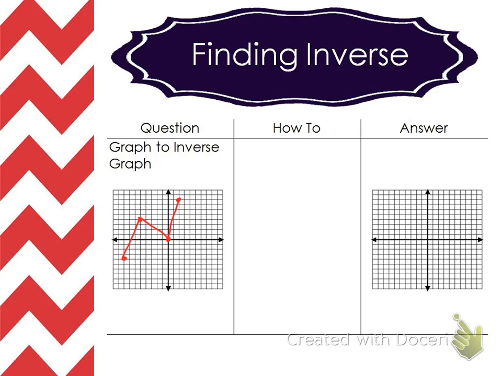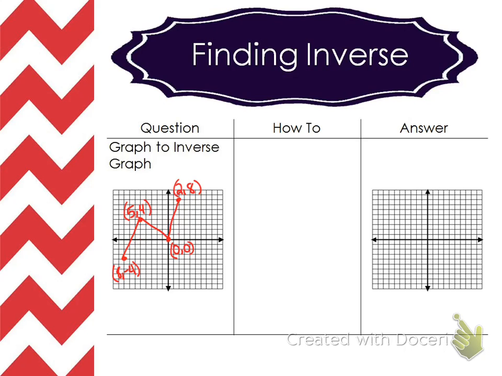So this is 1, 2, 3, 4, 5, 6, 7, 8. Negative 8, negative 4. Then 5, 4. 0, 0, and 2, 8. Now I want you to find the inverse of that and graph it.